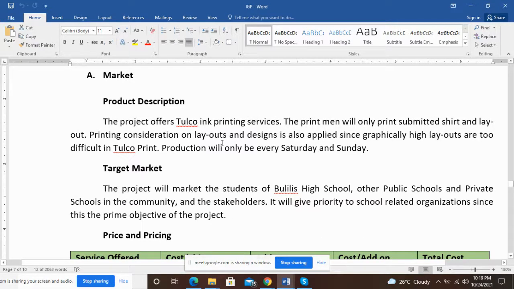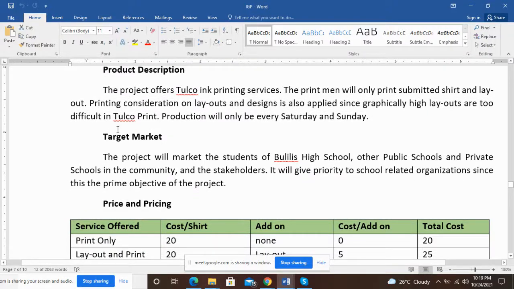So, we have your target market. Who will be the people you're going to market to? Who will be the people you're going to convince to have their printing done with your printing project? Okay, so it will be the community, the public school, and other stakeholders in the community.